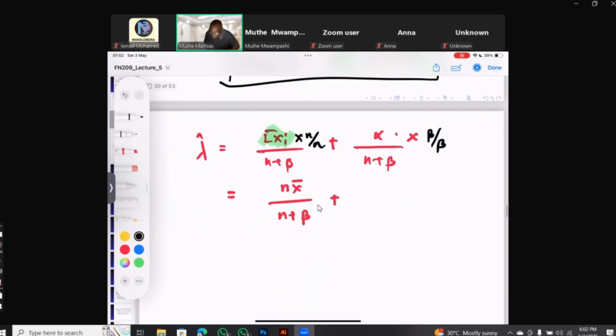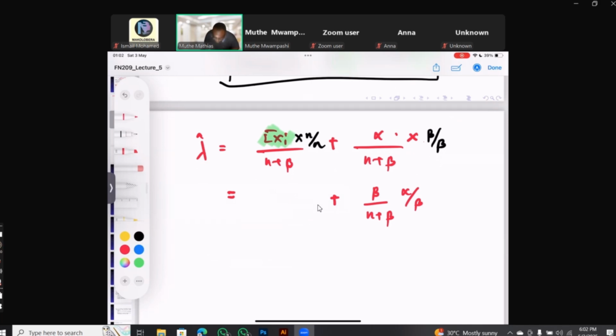So here I'm going to have x bar, and then in the other part, I'm going to have beta divided by n plus beta. And then, of course, I'm going to have alpha over beta in here. Or maybe let me write it like this one here.